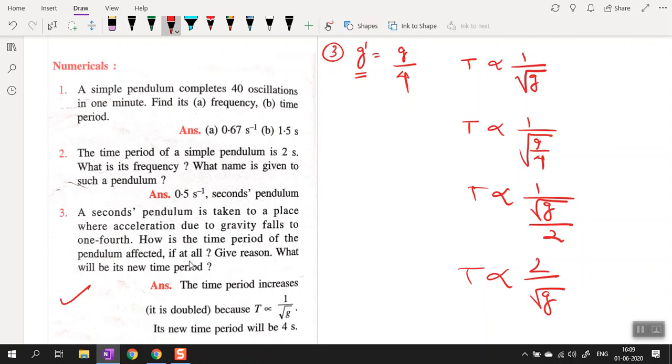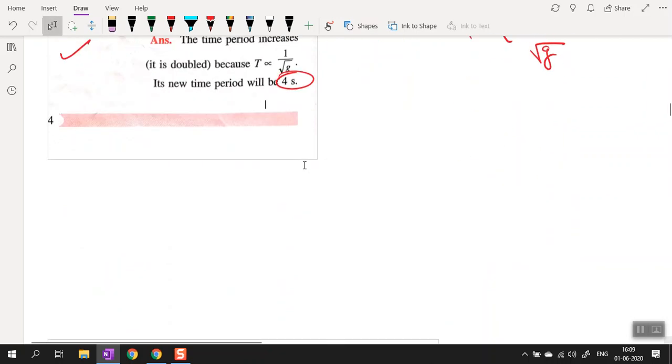Okay, give reason. What will be the new time period? The new time period will be double the original time period. Now this is a seconds pendulum, so we know the time period. The time period of a seconds pendulum is 2 seconds. If this seconds pendulum is taken to a place where acceleration due to gravity is 1/4, then the time period will double and it will become 4 seconds. That is the answer. Okay, so that's the third question.